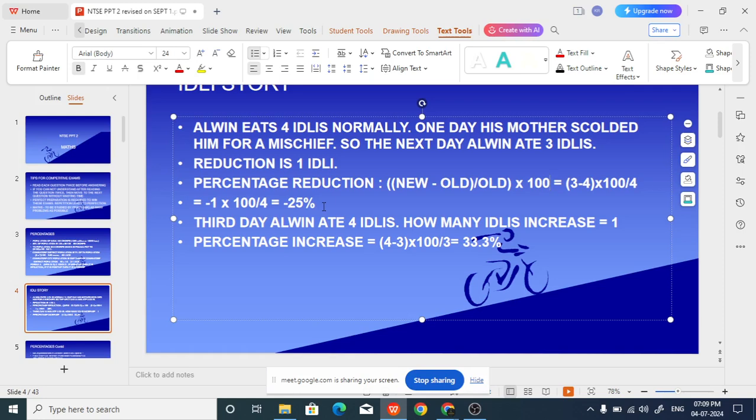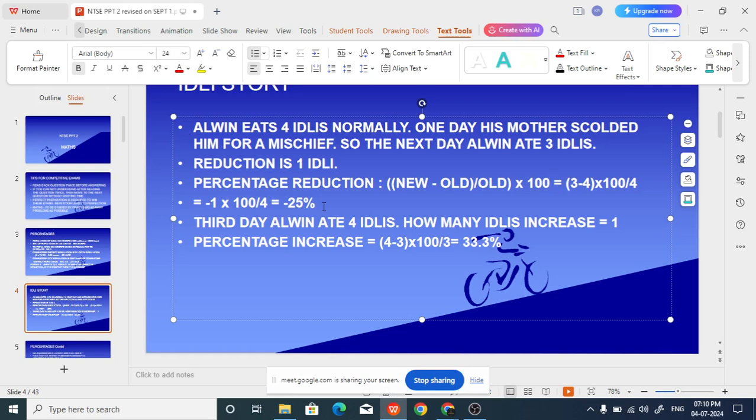You yourself find out. Sir, 33.3 bar, sir. Yeah, 33.3%, not bar. So, when the idlis came down from 4 to 3, the reduction was 25%, minus 25%, that is 25%. When the idlis went from 3 to 4, the increase is 33.3%. Is it acceptable to you? Is it correct? Yes, sir.